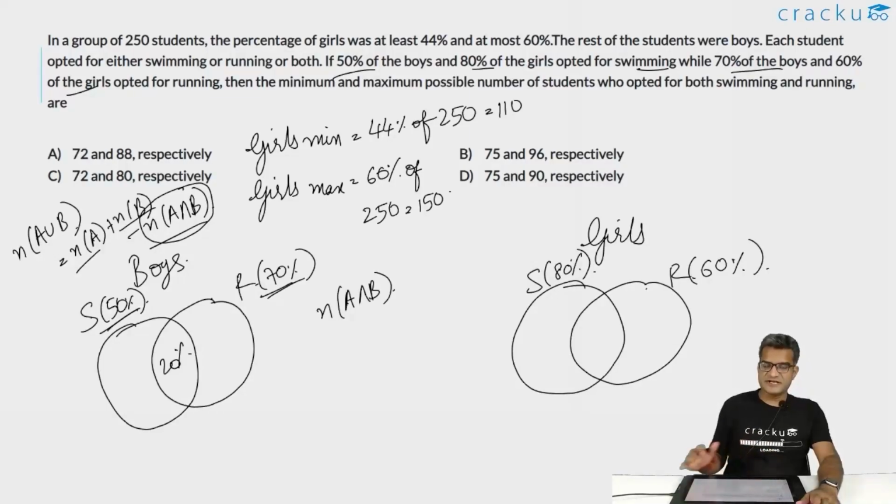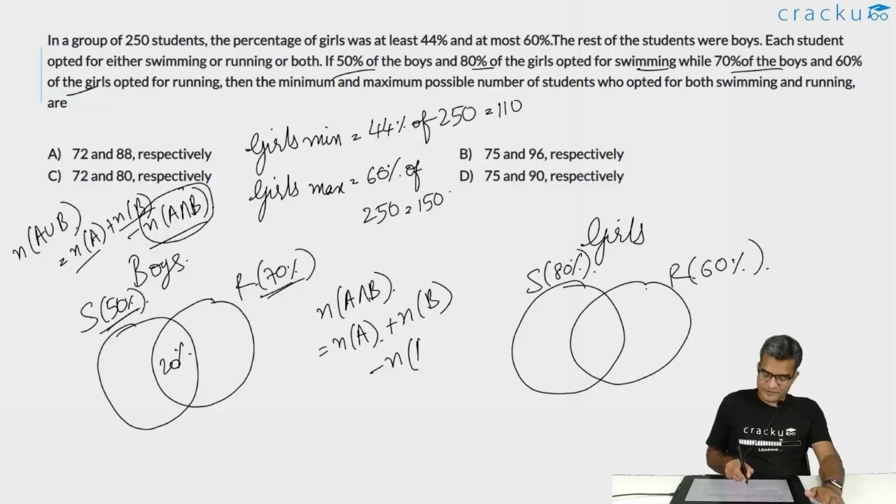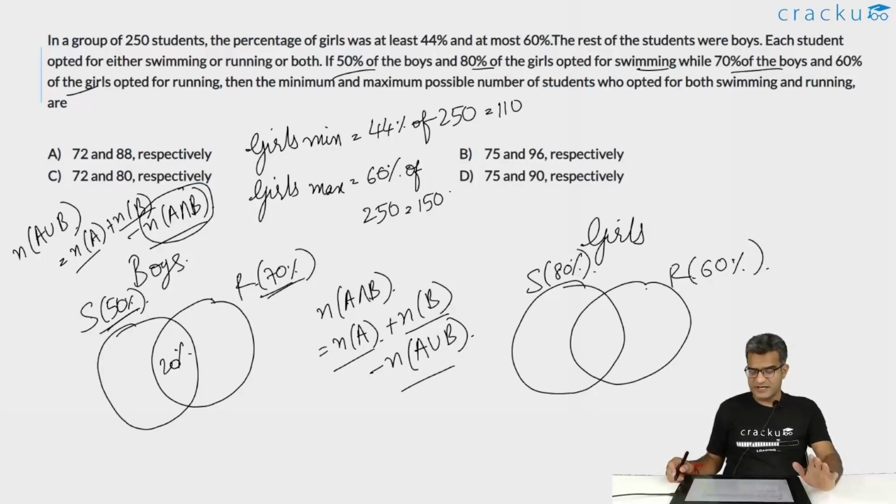In this particular case, that is swimming and running, how many people have done both? That would be n of A, the number of people who have done one of the tasks, let us say swimming, plus n of B, the number who have done the second task, minus n of A union B, which is basically the total number of people. So this is 50% plus 70% minus 100%. So that will be 20%. Similarly, in girls also, one task is done by 80%, another task is done by 60%. The sum of both of them is 140%. From it, subtract 100%, you are going to get 40%.